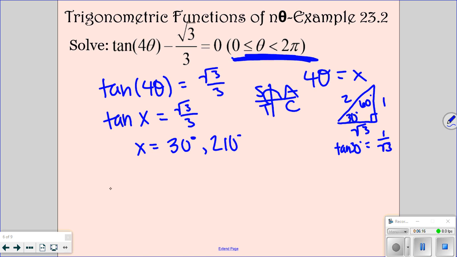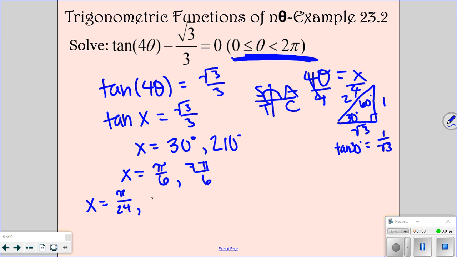And so if we go ahead and change these to radians, it'll make it a little bit easier to get your final answer. So 30 degrees in terms of radians is pi over 6. And 210 in terms of radians is 7 pi over 6. So we're going to change it to radians just so that it makes it easier to get all of our answers, rather than getting them all in degrees and then having to change all of them into radians. You can do that. I just find it's a little bit more time consuming. All right, so we're going to divide by 4 here to solve for our theta. So pi over 6 divided by 4 is going to become pi over 24. And then 7 pi over 6 divided by 4 is going to become 7 pi over 24.